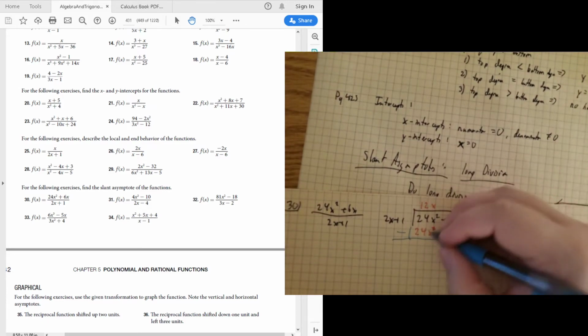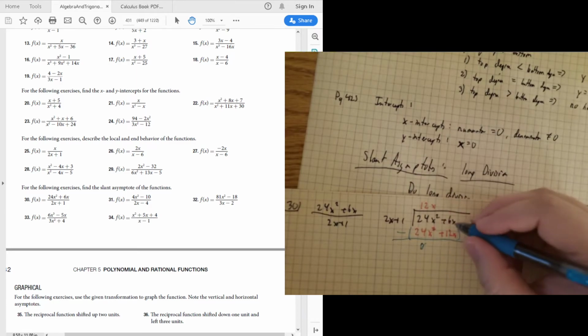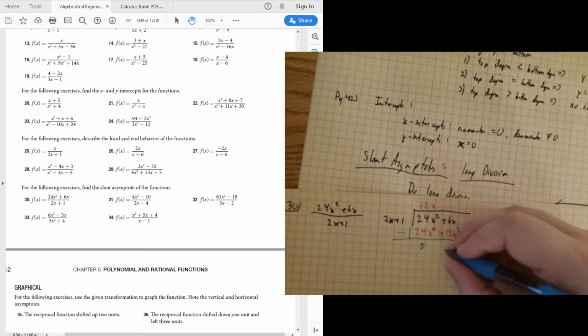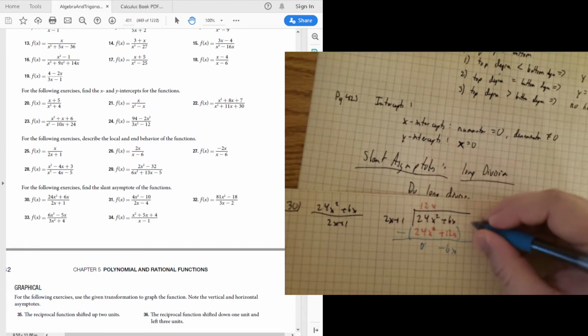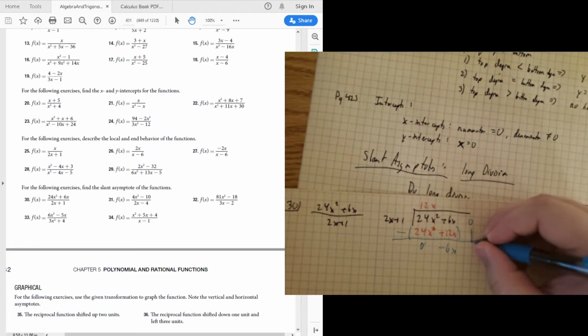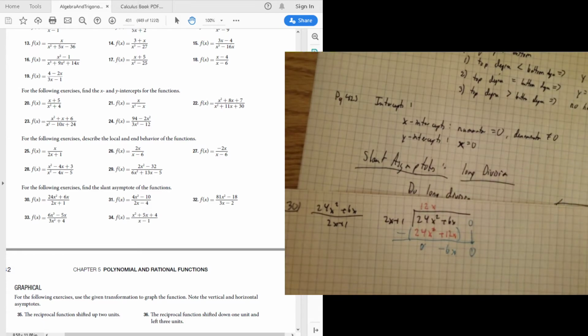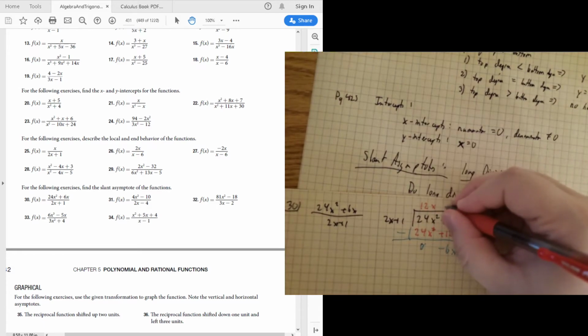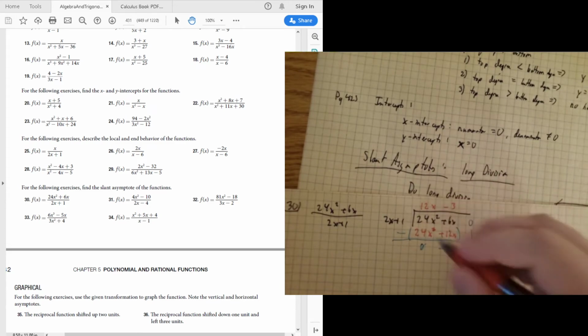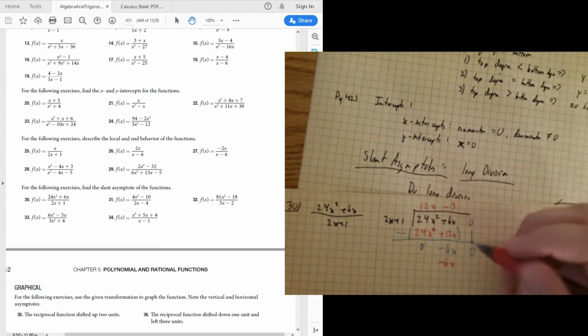24x squared minus 24x squared should be 0, which is good. 6x minus 12x should be negative 6x. And then there's nothing over here, so there's a 0. I'll drop that down. 2x and negative 6x, the last piece I have. How do I get those to match? Well, that would be negative 3. So negative 3 times 2x should be negative 6x. Negative 3 times positive 1 would be negative 3.